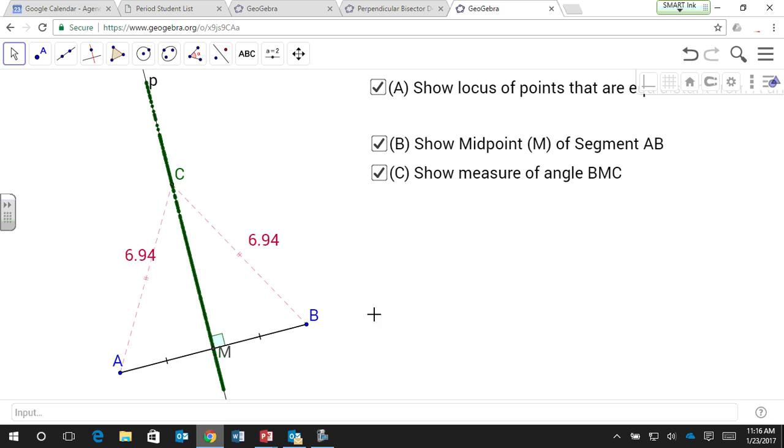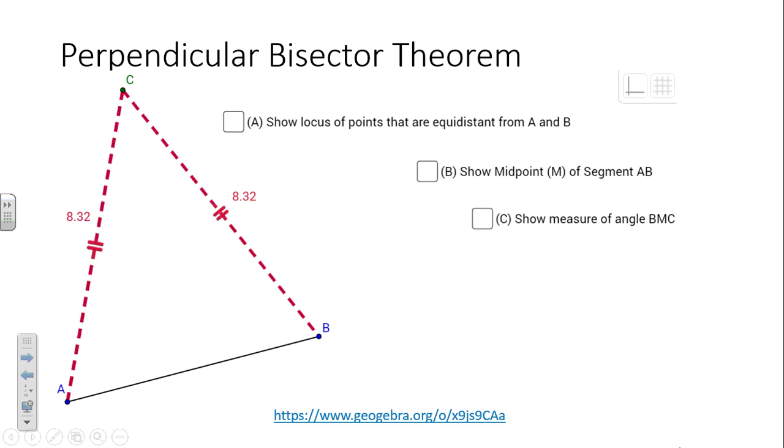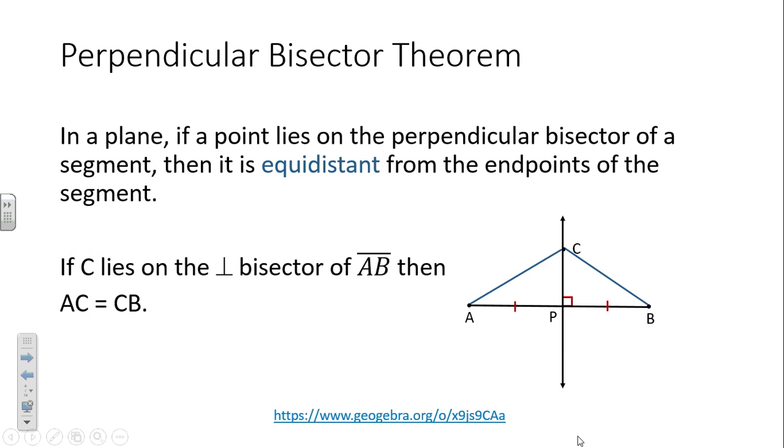Okay. So let's go back to our little presentation here. So this is the perpendicular bisector theorem. Second block. In a plane, if a point lies on the perpendicular bisector of a segment, then it is equidistant from the endpoints of the segment. If C lies on the perpendicular bisector of segment AB, then the distance between A and C has to be the same as the distance between C and B.